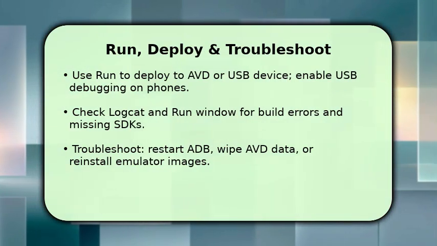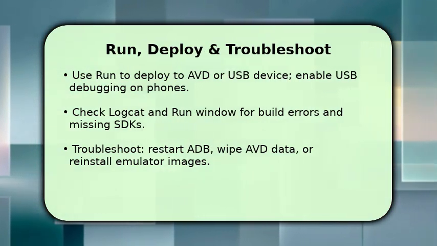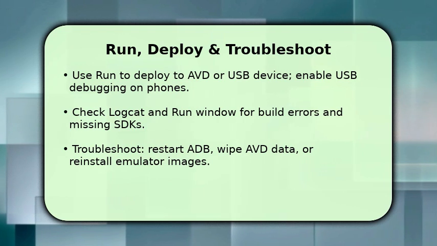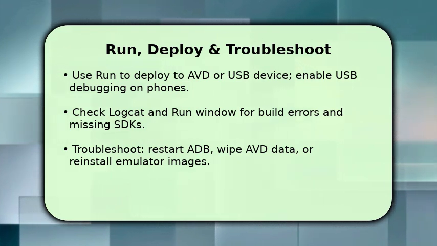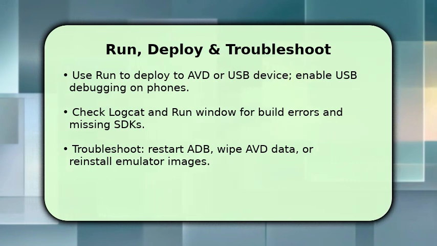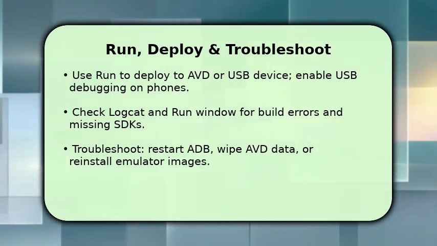Finally, deploy and verify your app. Click Run, choose the AVD or a connected device with USB debugging enabled, and watch the run window for install progress. If installation fails, open Logcat to see the exact error and adjust dependencies or SDK versions accordingly.